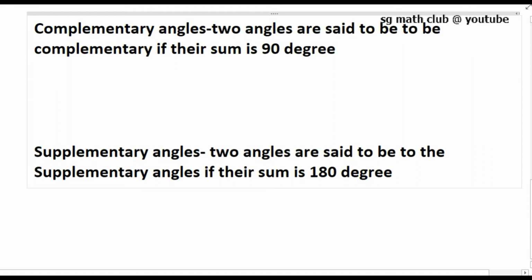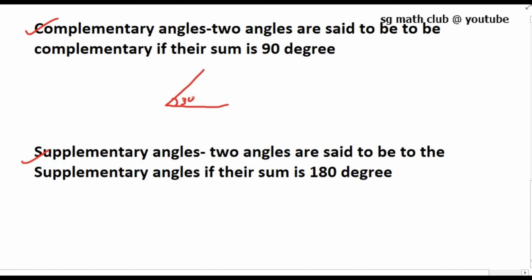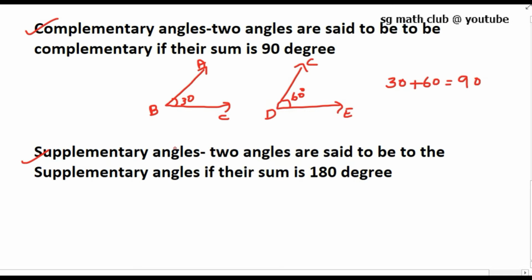Now next, we have two types of angles, complementary angles and supplementary angles. Two angles are said to be complementary if their sum is 90 degrees. For example, if I have an angle with 30 degrees and we name it ABC, and another angle with 60 degrees, then 30 plus 60 adds up to 90 degrees. We can name this CDE. So ABC and CDE are complementary angles.